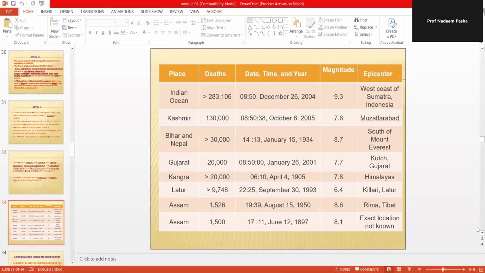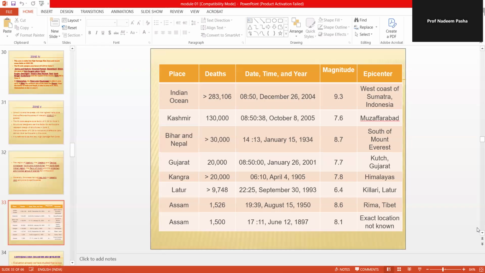Next, Bihar and Nepal, greater than 30,000. And the date, time was 2:13, January 15, 1934. And the magnitude of the earthquake was 8.7, south of Mount Everest. Gujarat, 20,000 deaths were recorded. Time was 8:50, January 26, 2001. Magnitude 7.7, Kutch, Gujarat.